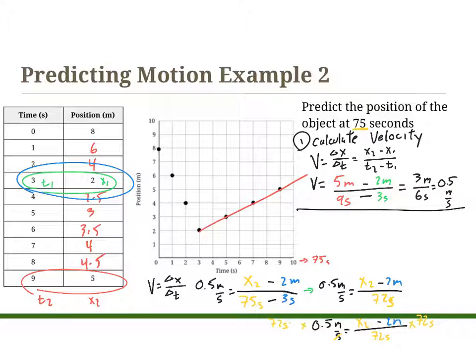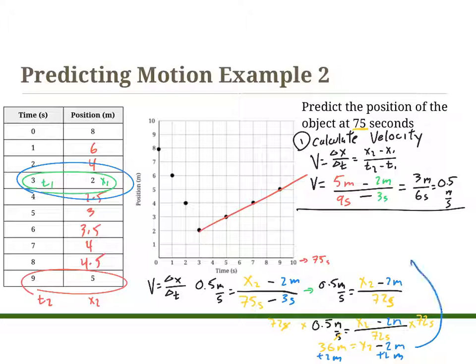And when I do that, seconds cancels out. So 72 times 0.5 gives me 36. 36 meters equals x2 minus 2 meters. Well, now I'm going to solve by adding 2 meters to both sides.